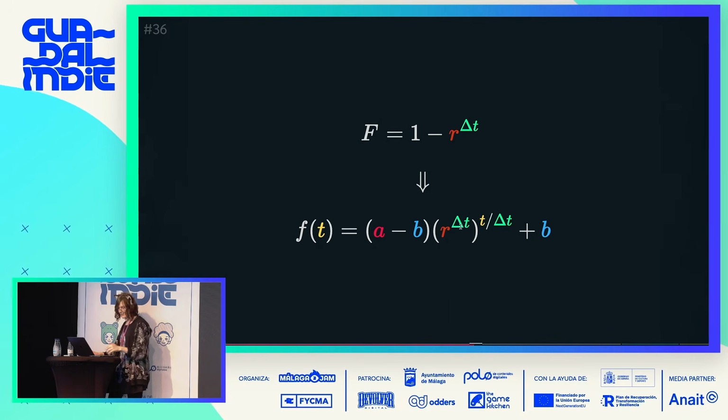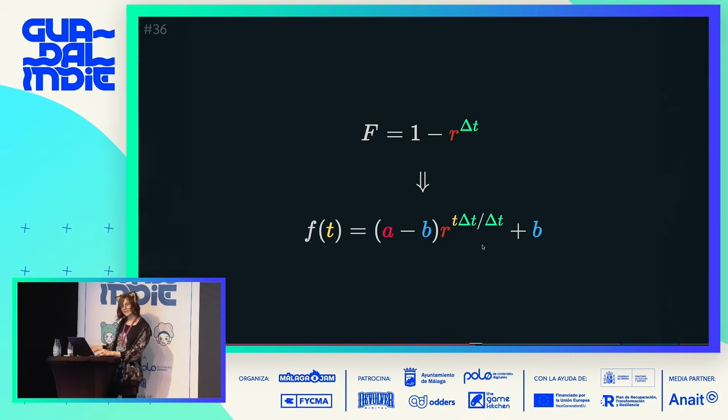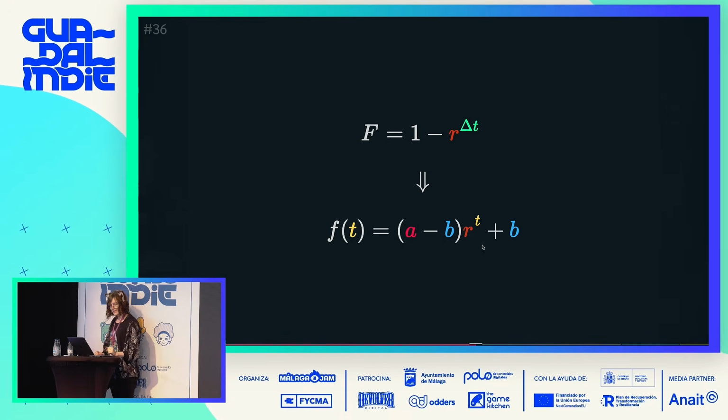And then this delta time, we have something to the power of something else, and then to the power of something else. That delta time actually jumps up over here, and then we have delta time over delta time, which cancels out into 1. And then we end up with this function.